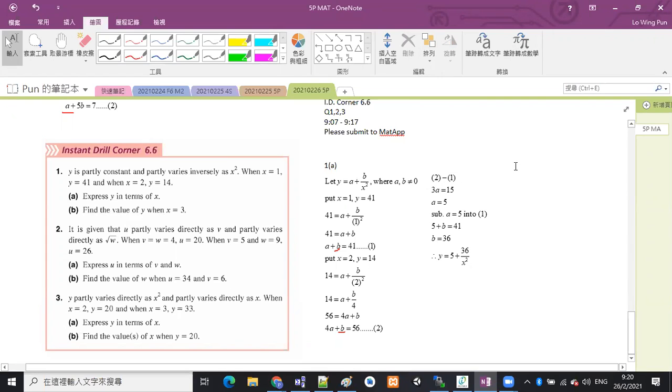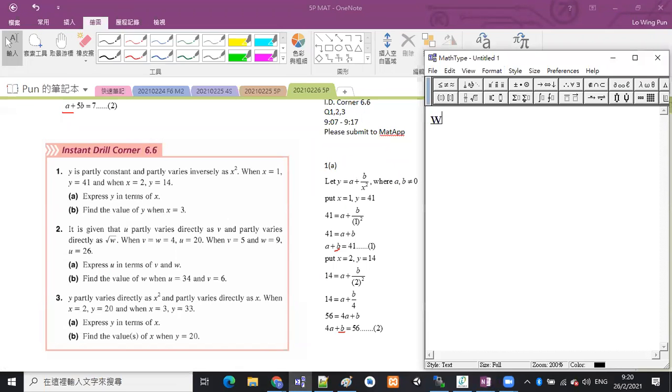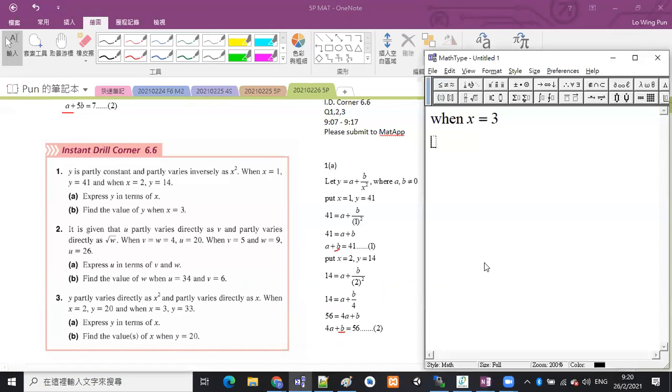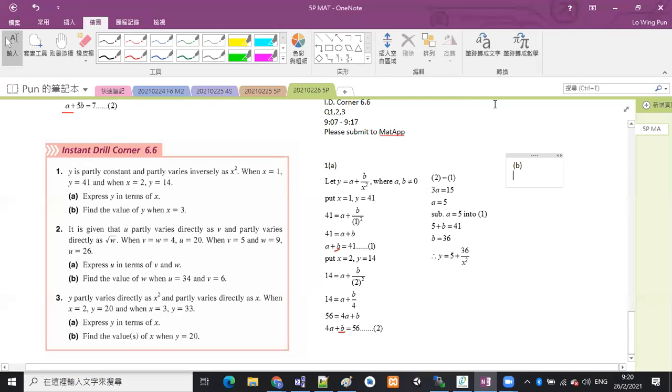And then part B. Find the value of y when x is equal to 3. So when x is equal to 3, just put x equals 3 into our final equation here. So y is equal to 5 plus 36 over 3 squared. And this right-hand side is a pure number, so you may just use the calculator here. So it should be equal to 9. That is the answer of part B.